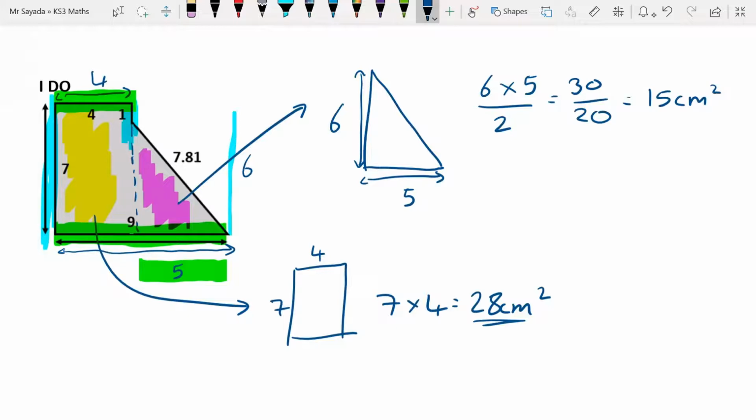So that was tricky because first I had to work out what the base and the height of the triangle were. Once I'd worked that out, then I could find the area. Now the final step is adding the areas together. So 28 plus 15 is 43 centimeters squared. So to summarize what I did, I firstly split the shape into a rectangle and a triangle. I found the missing lengths that I needed on the triangle. I found the areas of the rectangle and the triangle, and I added them together.